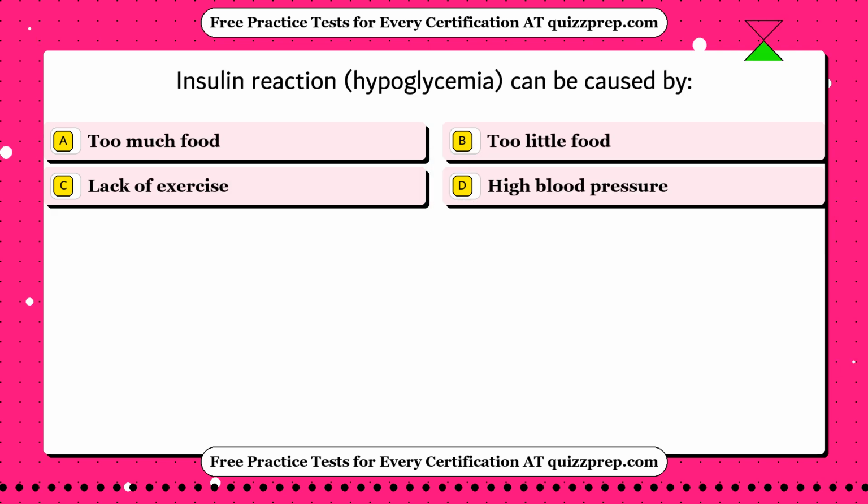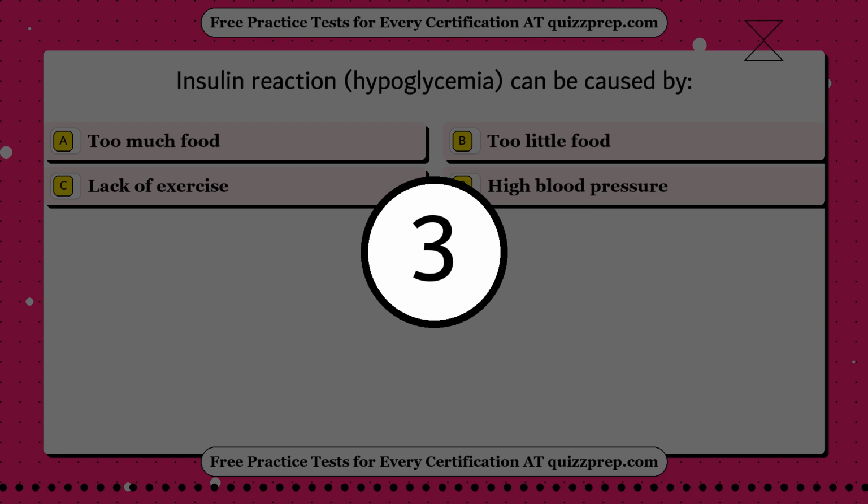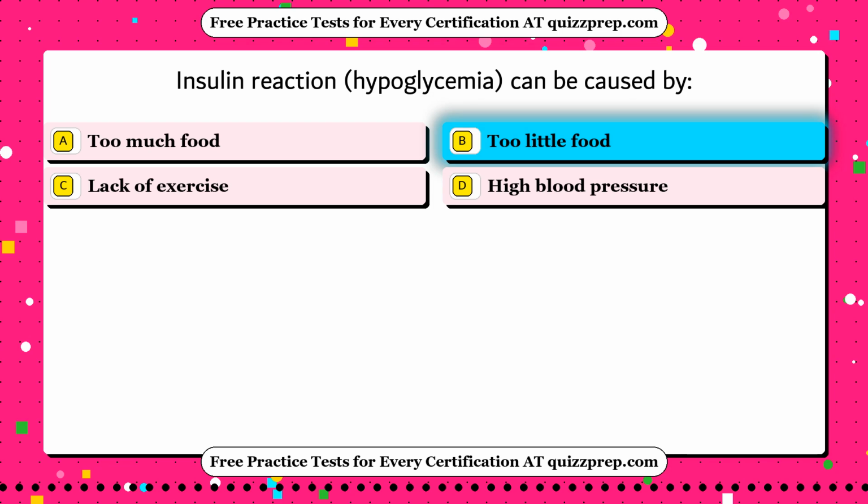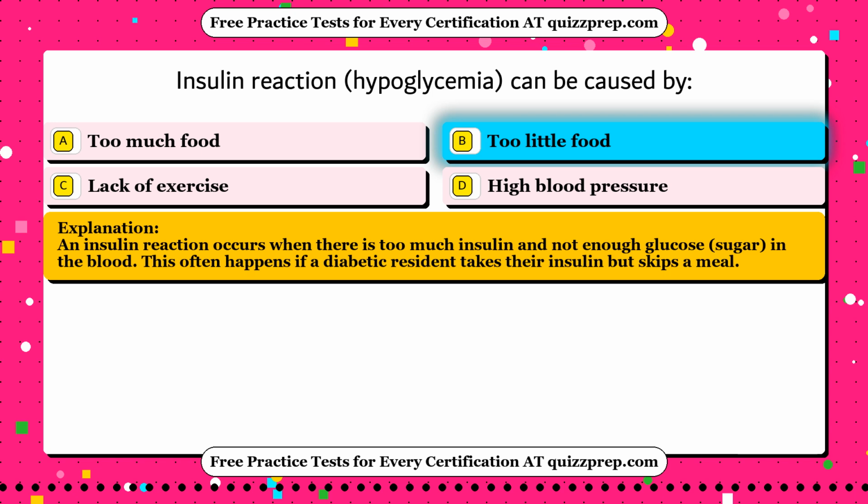Question 6. Insulin reaction, hypoglycemia, can be caused by: Option A, too much food. Option B, too little food. Option C, lack of exercise. Option D, high blood pressure. The correct answer is option B, too little food. An insulin reaction occurs when there is too much insulin and not enough glucose, sugar, in the blood. This often happens if a diabetic resident takes their insulin but skips a meal.